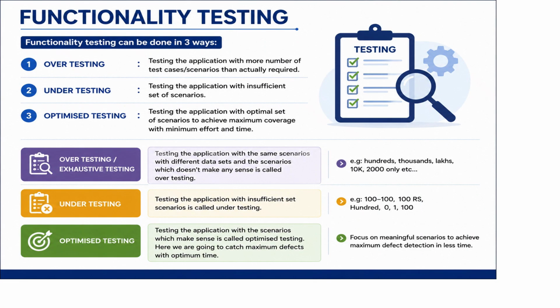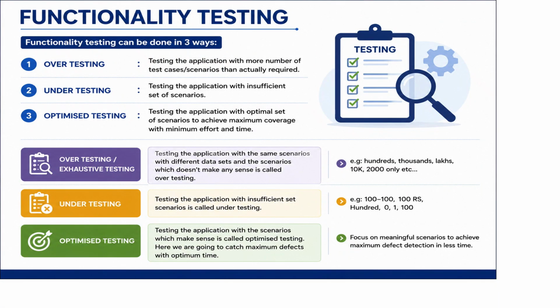Now we'll see the different types of functionality testing. In functionality testing, we have three types: one is over testing, second is under testing, third one is optimization testing. First we'll see what is over testing. Over testing is also called exhaustive testing. Testing the application with the same scenarios with different data sets, and scenarios which don't make any sense, is called over testing.